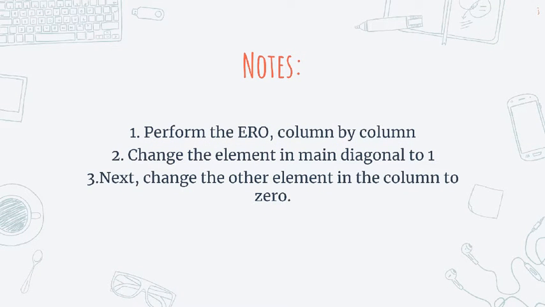Before we proceed to the example, we should take note of a few things about this operation. First, perform the ERO column by column. Second, change the element in the main diagonal to 1. Next, change the other elements in the column to 0. Okay, let's proceed to the example.